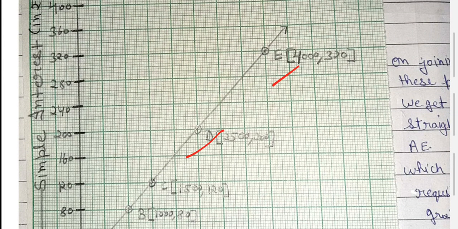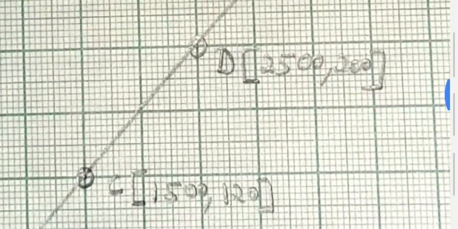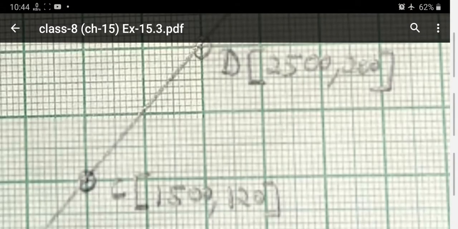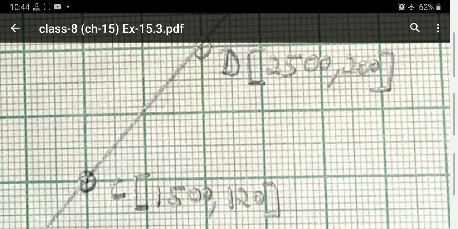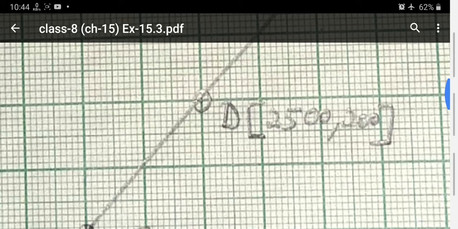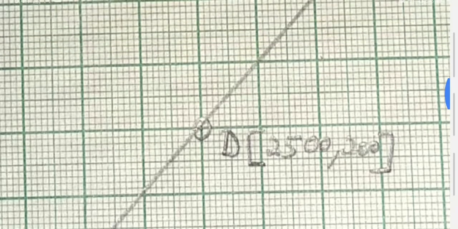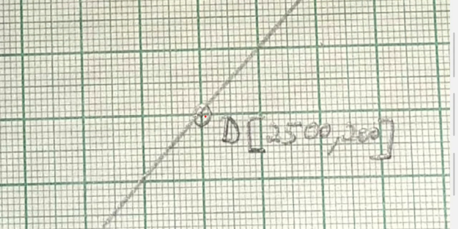When you plot a point, write one dot and then make one small circle like that. You have to plot it like that, as I plot here: one dot, and then we make a circle around it.